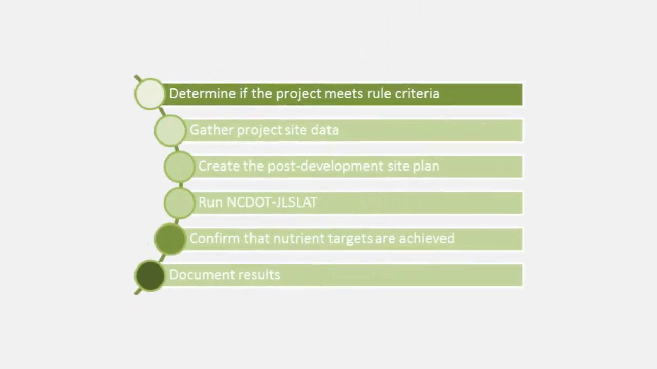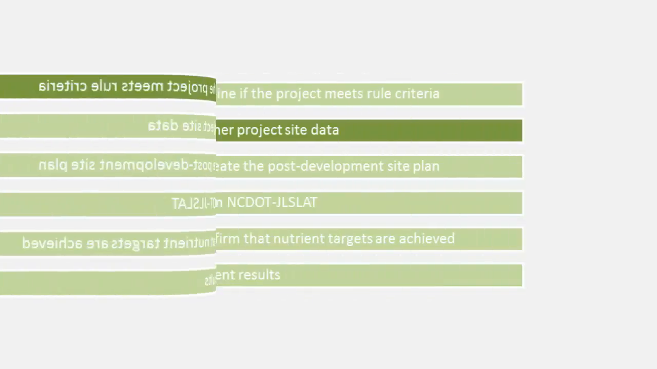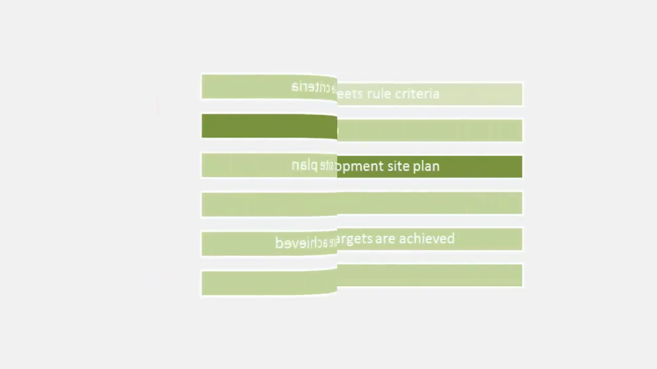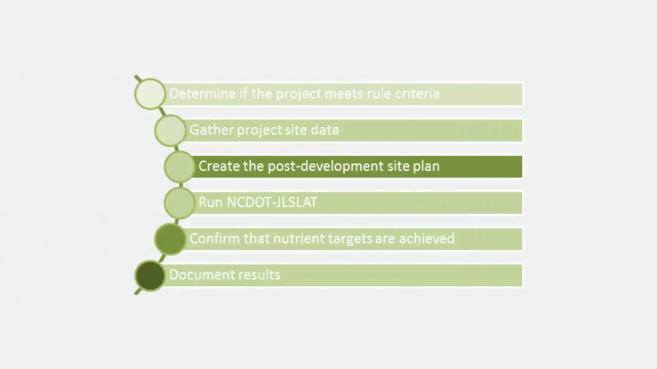This video demonstrates how to enter data from an example project site into NCDOT JSLAT. The example presented in this video is of a relatively complex site with 4 BMPs. After you have determined that your project meets the rule criteria, have gathered the necessary project site data, and created the post-development site plan, you can begin entering data into NCDOT JSLAT.